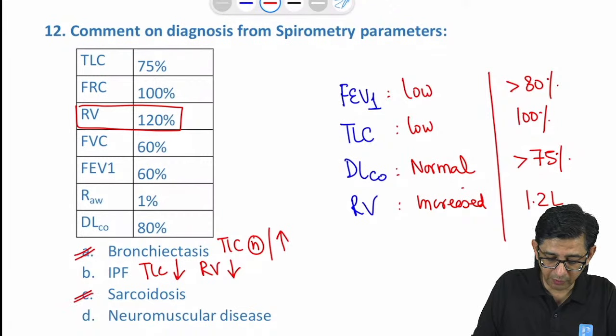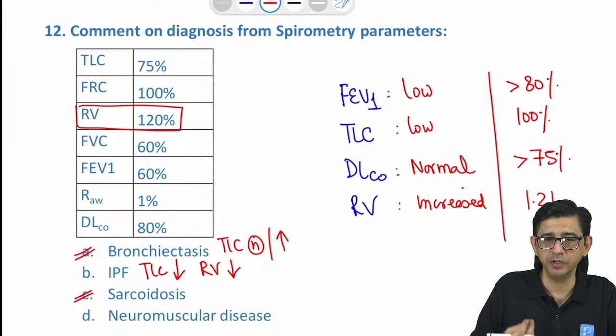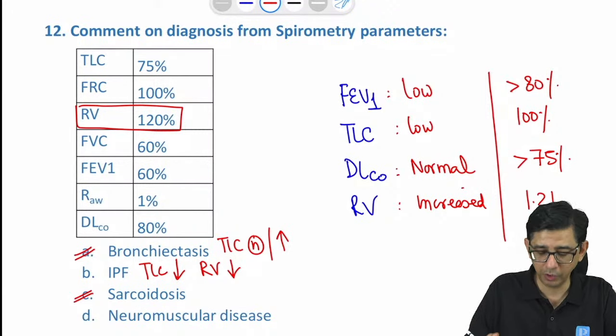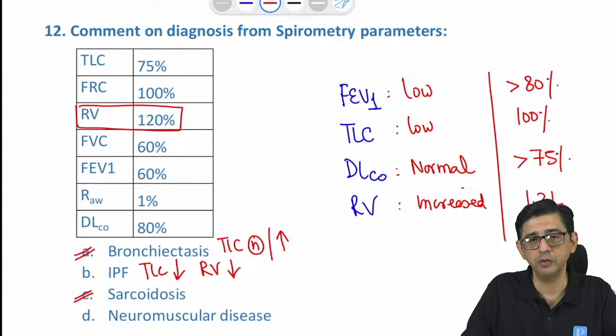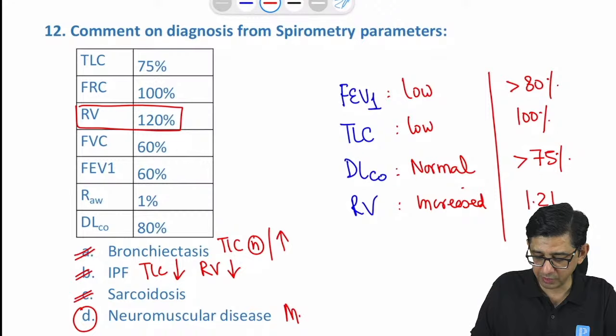Sarcoidosis may be an obstructive airway disease. Mostly sarcoidosis can have obstructive as well as restrictive patterns, and this MCQ is neither obstructive, because I have ruled out option A, nor restrictive, because there is an increased residual volume in this case. The correct answer for this one is neuromuscular disease, that is myasthenia gravis.